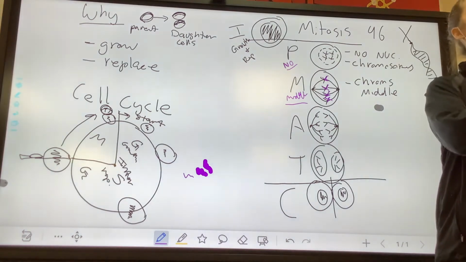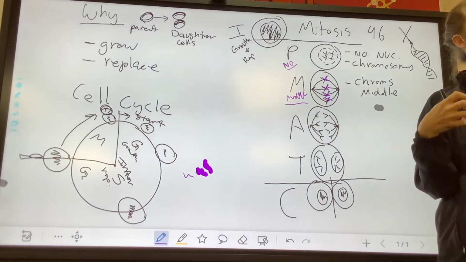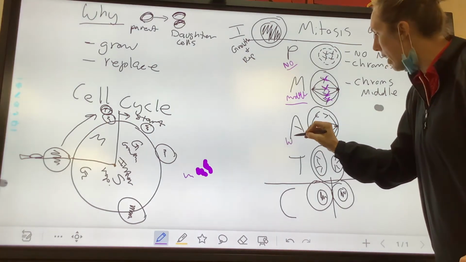Ana, apart or away? Why would I call it ana away? Ana, apart. They're being pulled apart. Look, they're being ripped and pulled apart. So we'll just call it away.